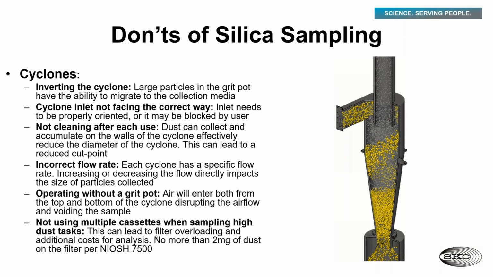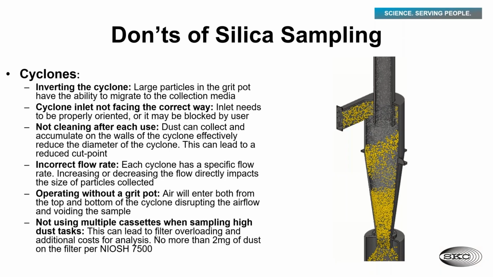This last one is not using multiple cassettes when sampling in high dust tasks. What I mean by that is, according to the NIOSH 7500 analytical method, you can have a maximum of 2 milligrams of dust on your filter. As you get more than 2 milligrams of dust on your filter, first, it starts costing you more money from an analytical point of view, but secondly, you're reducing the validity and the accuracy of those samples based on how much additional dust is on those filters.